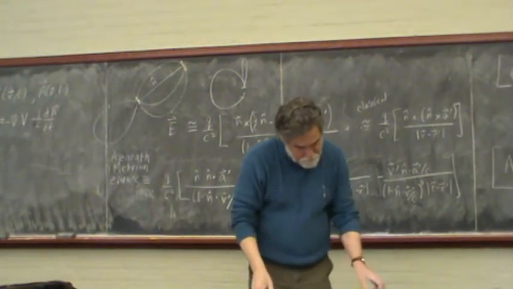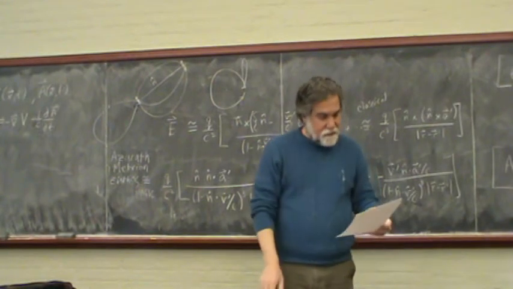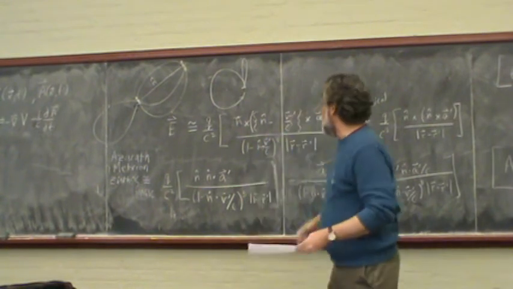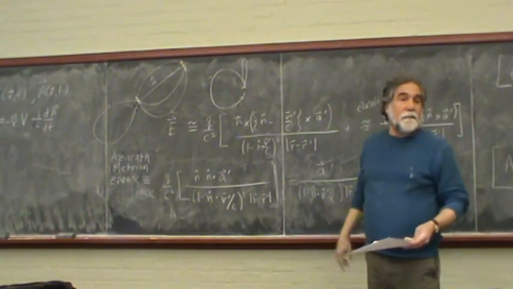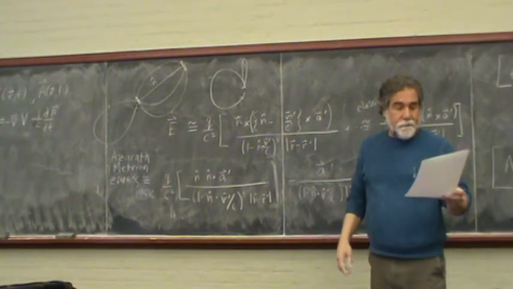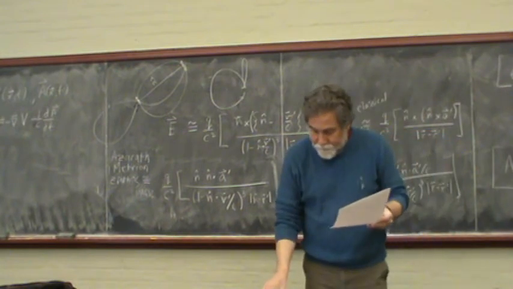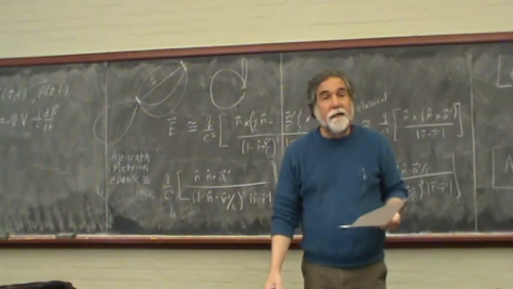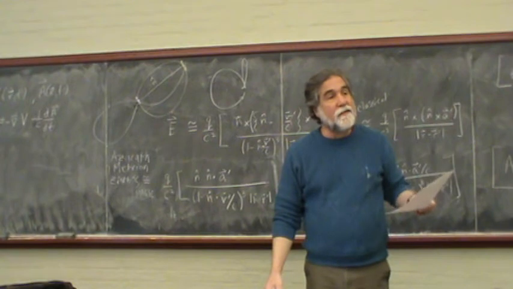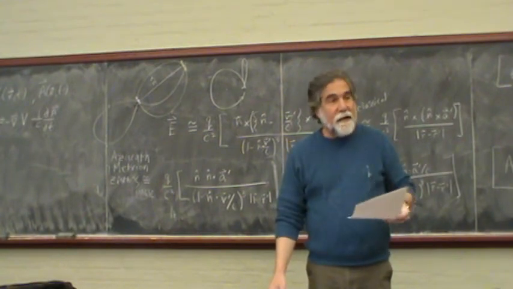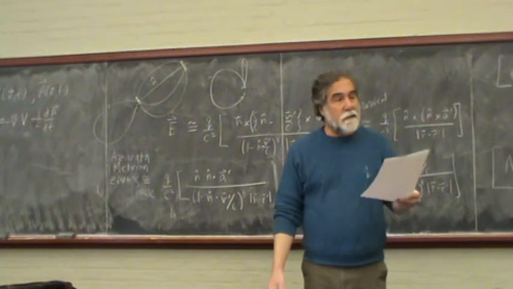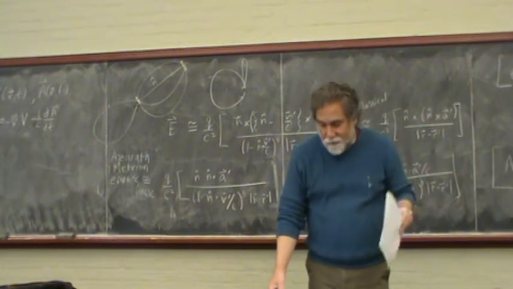All right, let's see, what do I want to say? I did say this already. The electric field drops off as 1 over r. The radiation field drops off as 1 over r. And that's good because we know that intensity drops off as 1 over r squared. And intensity, the Poynting vector, is field squared. So it all fits together dimensionally.